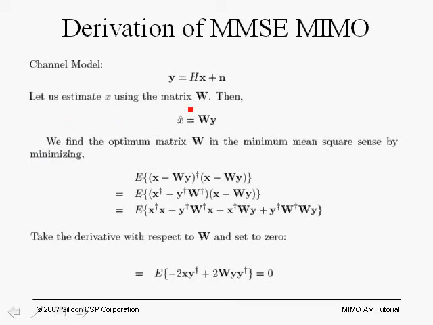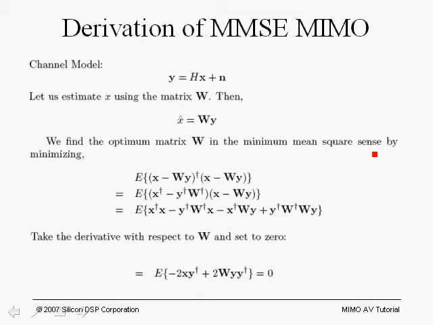Now let's assume that we estimate X using the matrix W. So given Y and knowledge of the H matrix, we want to estimate X, and let W be the matrix such that the estimate X hat is equal to W times Y. So we operate W on the received vector Y to obtain an estimate X hat of the transmitted carriers for each spatial stream. The key is that we want to find the optimum matrix W in the minimum mean square sense.